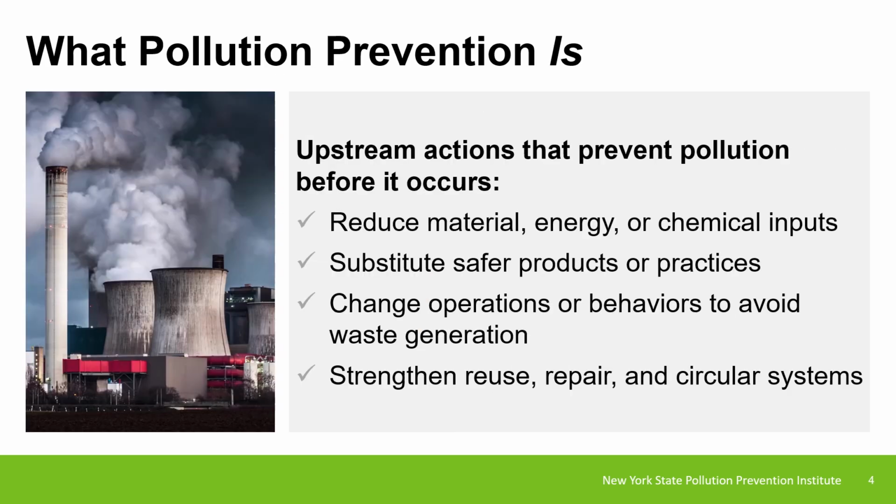Pollution prevention, or P2, is all about upstream action. It means reducing pollution before it's created. That can include reducing material, energy, or chemical inputs, substituting safer products or practices, or changing operations and behaviors to avoid waste generation. If your project prevents pollution at the source, you're in the right place.